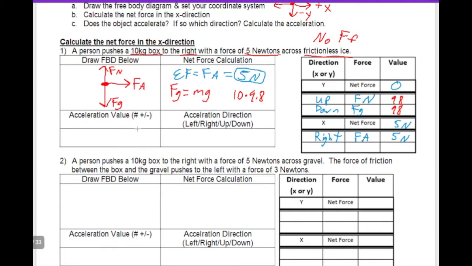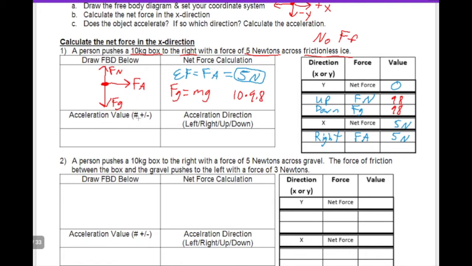Is it positive or negative? So I actually know this answer before I even solve for anything. Because if I look at my free body diagram, I see that it has unbalanced forces and that there's a bigger force pointed to the right. And if it's pointed to the right, that means that it's going to be a positive number.